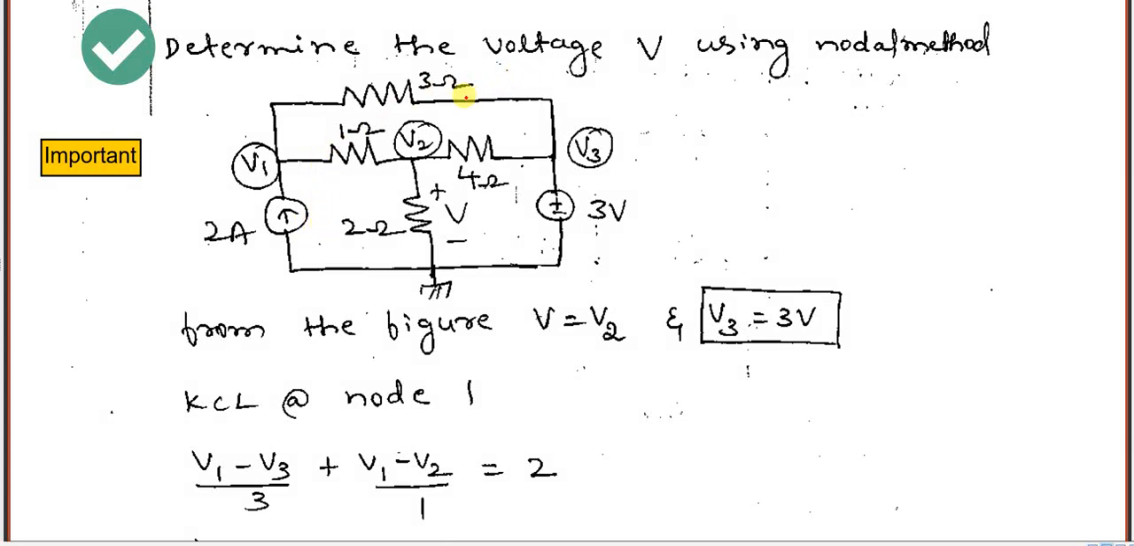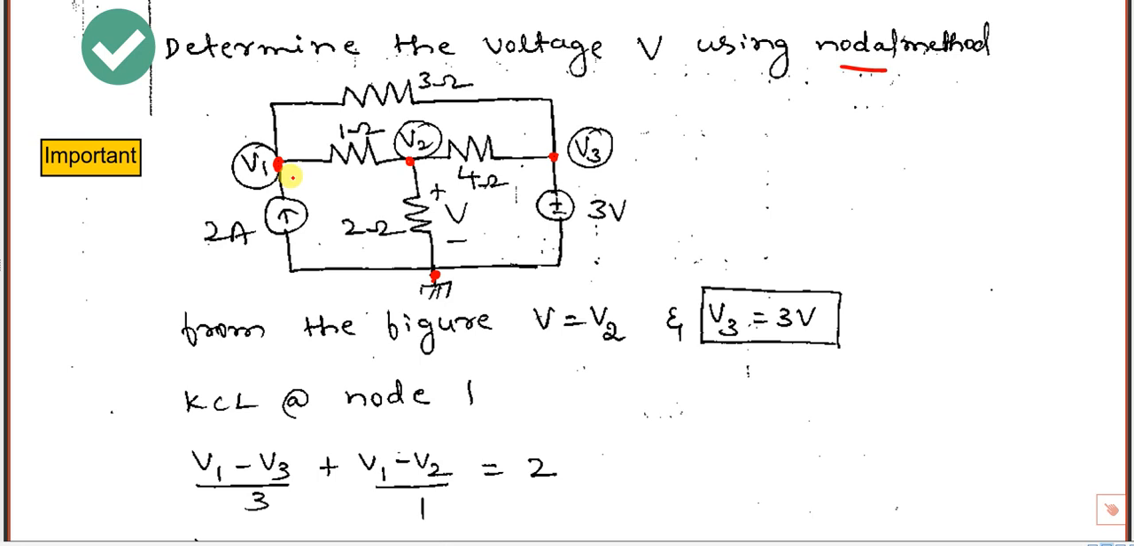Determine voltage V using nodal analysis. V is this, which is the drop across the 2 ohm resistor. So it's nothing but you have to find nodal voltage V2. There are three nodes: V1, V2, and V3 is the reference node. We can solve using nodal analysis.